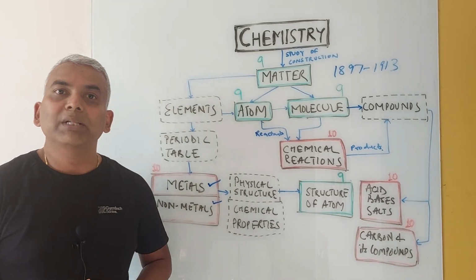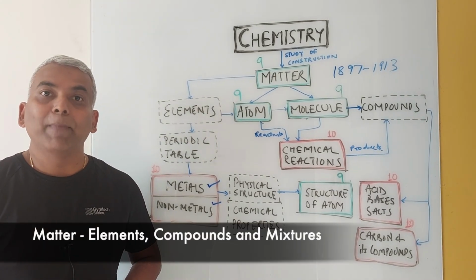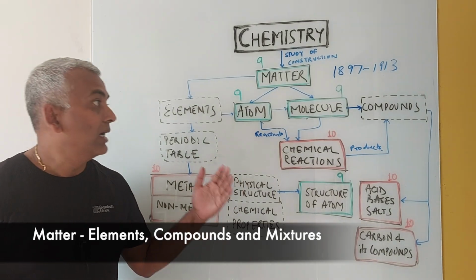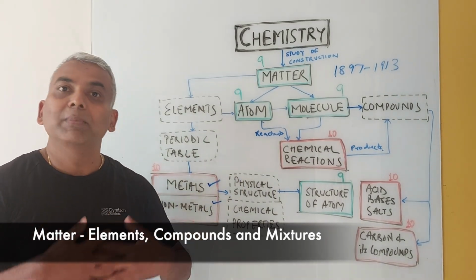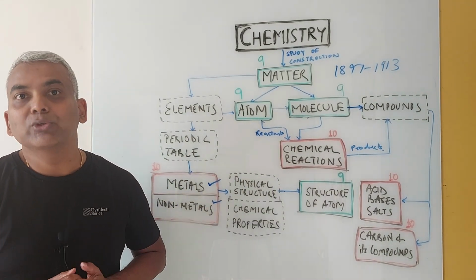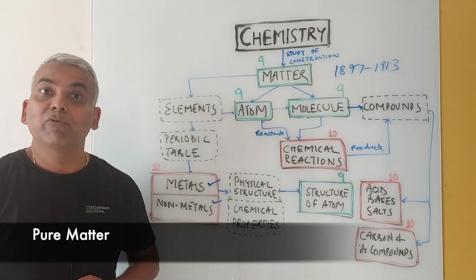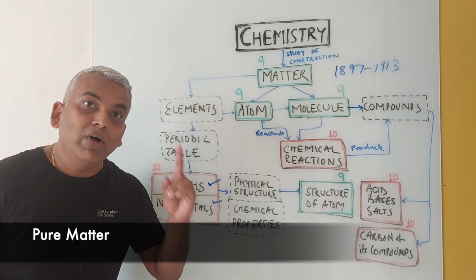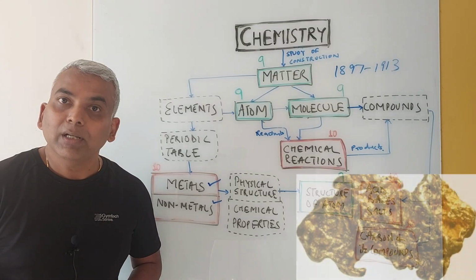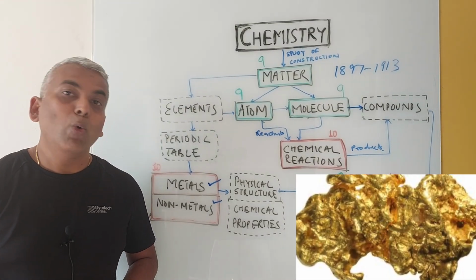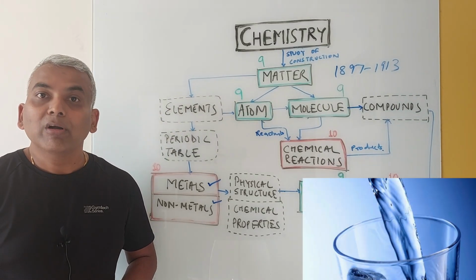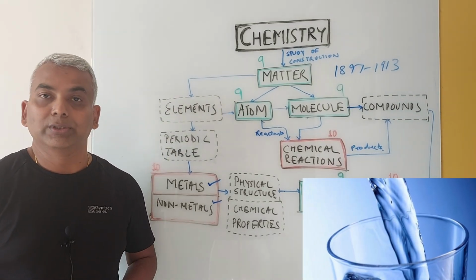Once we understand elements and compounds, we understand that matter consists of elements, compounds, or a mixture of elements and compounds. This gives rise to the concept of purity of matter. A pure matter consists of only one type of element or one type of compound. For example, gold element contains only gold atoms and water contains only water molecules.